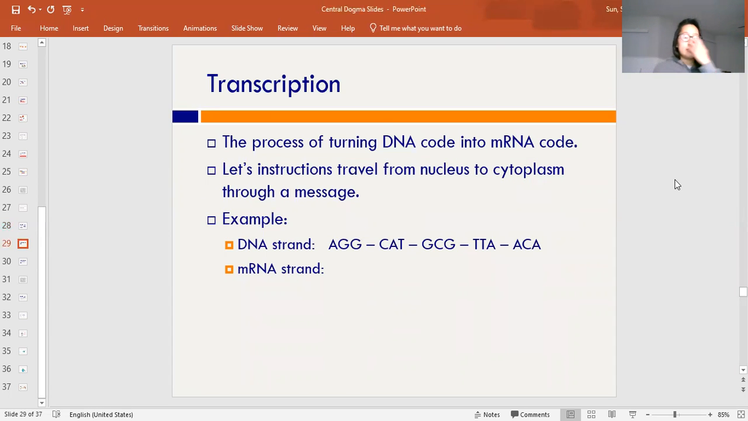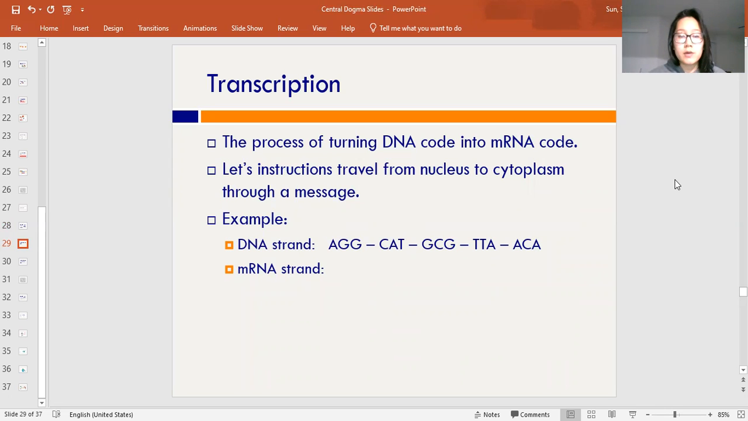So let's just basically go over transcription again. It's the process of turning DNA into mRNA code, because the M stands for messenger, and we know that DNA can't leave the nucleus. So the mRNA message is going to leave the nucleus after it's made and go to the cytoplasm, where then it can be converted and used in the process of translation to make the actual amino acid protein, the physical product of the central dogma.